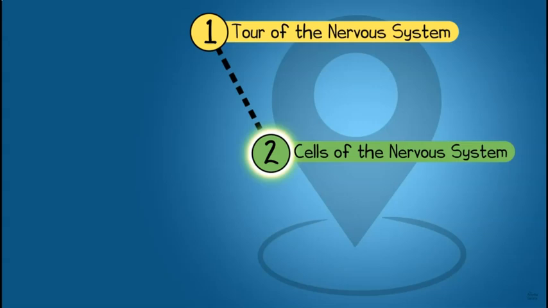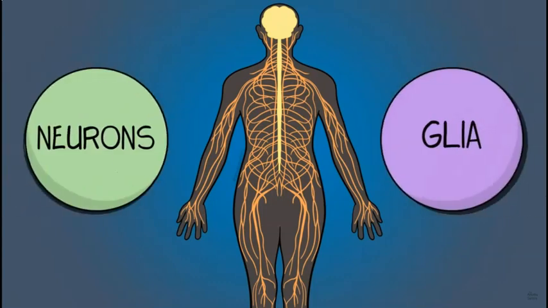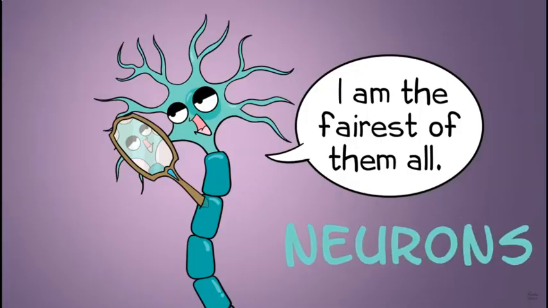So let's talk about two major types of cells in the nervous system that make up nervous tissue. That means these are cells that you'll find in the central nervous system and the peripheral nervous system. Most of the time, neurons are what come to mind.